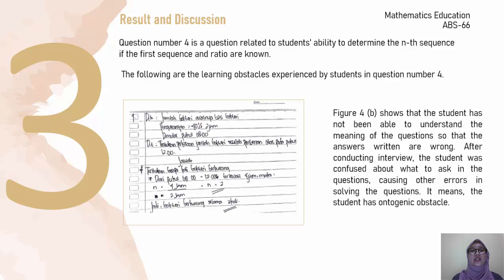And next, the learning obstacle experienced by next student in question number 4. On figure 4b, we can see the student has not been able to understand the meaning of the question, so that the answer written is wrong. After conducting interview, the student was confused about what was asked in the question, causing other errors in solving the question. It means the student has ontogenic obstacle.